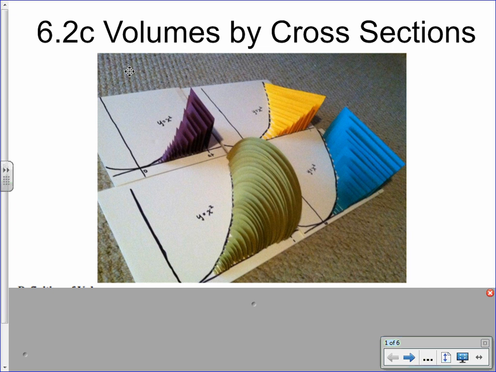So we're going to talk about cross-sectional volume. What does that mean? Okay? So we're going to have an area, and we're going to put the base of a shape in that area. Okay.